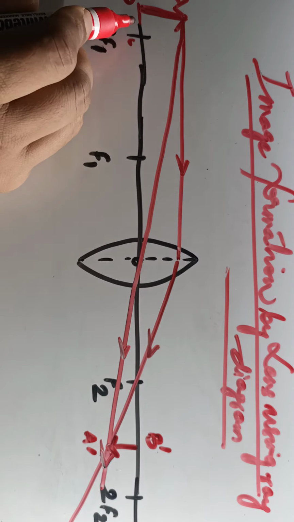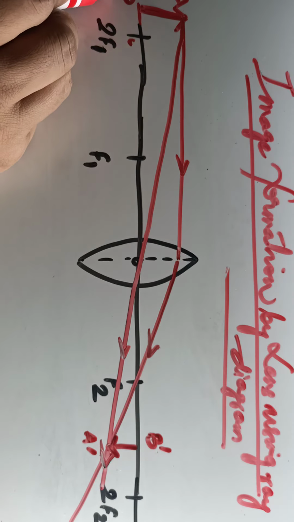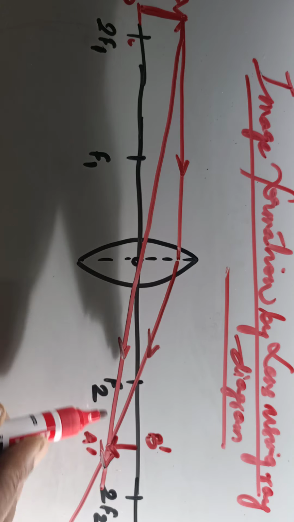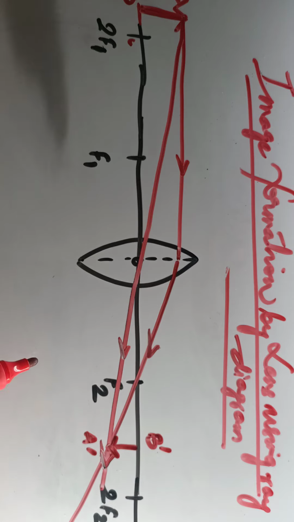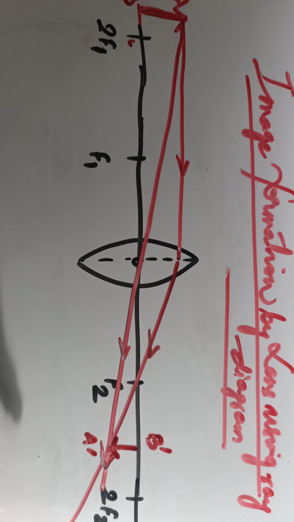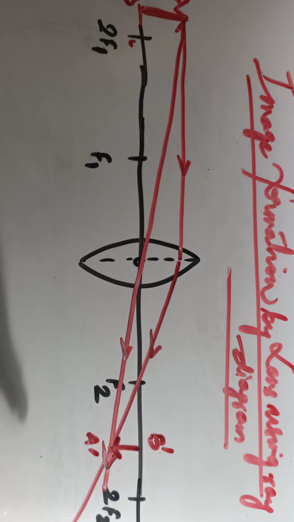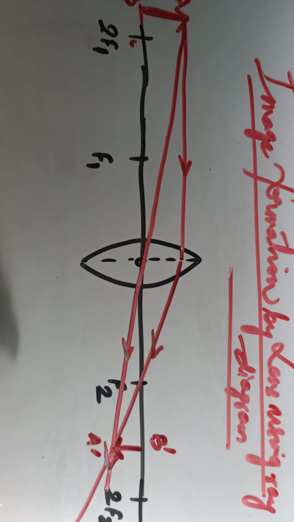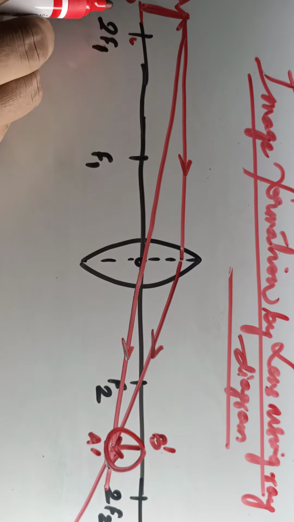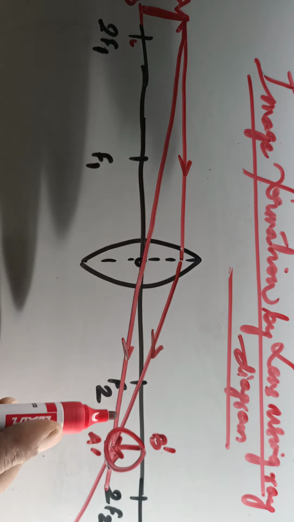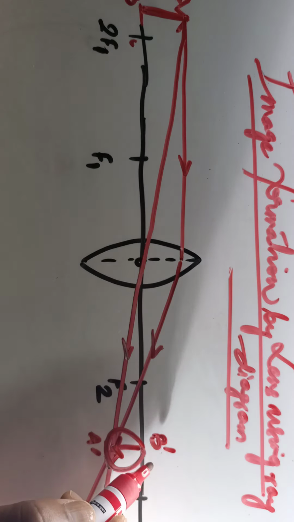So if an object is kept behind C, or behind 2f1, the image is formed between f2 and 2f2. Now what will be the nature of the image formed? That is also another very important thing. You'll find that the image formed is diminished. If the object is kept behind 2f1, the image is formed between f2 and 2f2, and this is diminished.